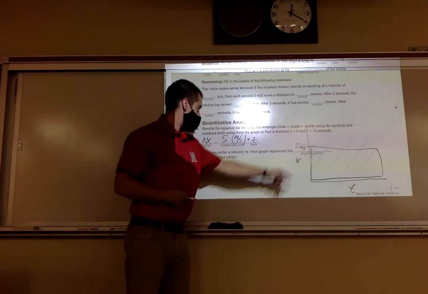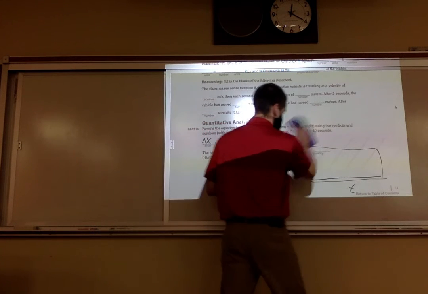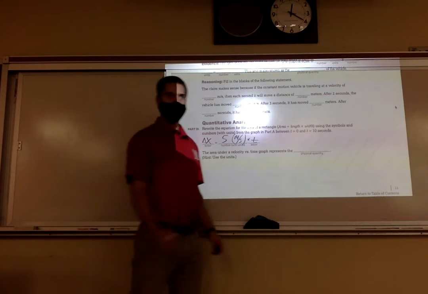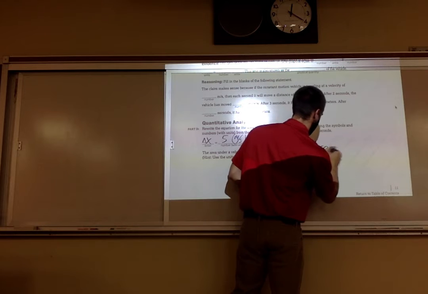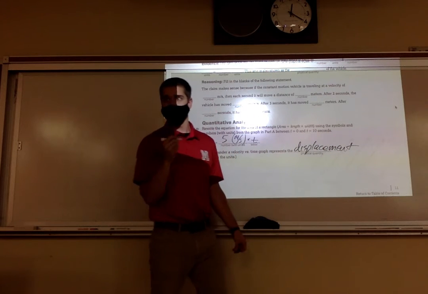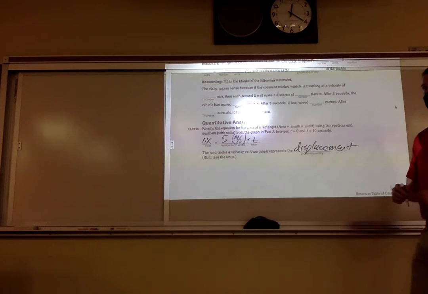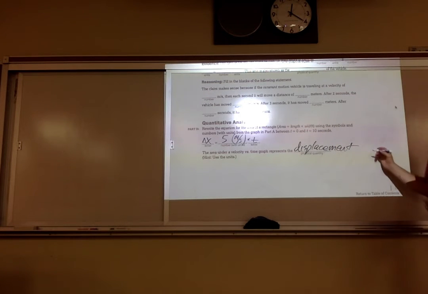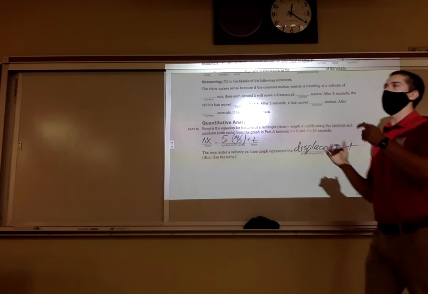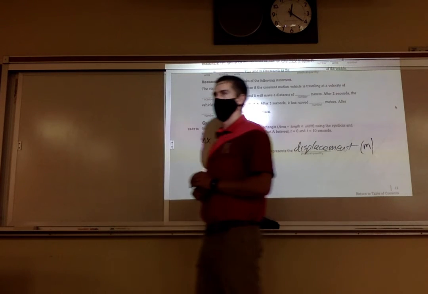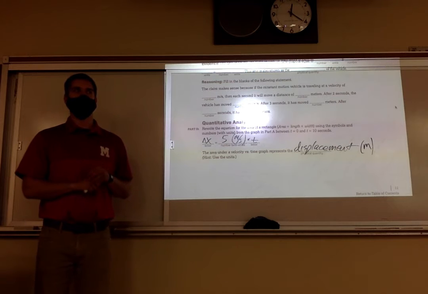The area under the velocity time graph represents what? What's the area of a velocity time graph? Fancy word. And the units of displacement? Aiden? We talk about how the position changes from start to finish. How do we measure that? No, like, what's the unit that we measure it in? Do we measure it in miles per hour? Meters. Everybody got that? That'll be a really powerful tool.